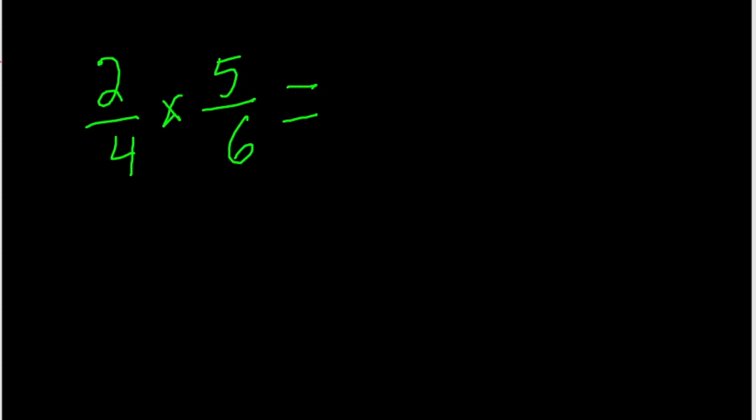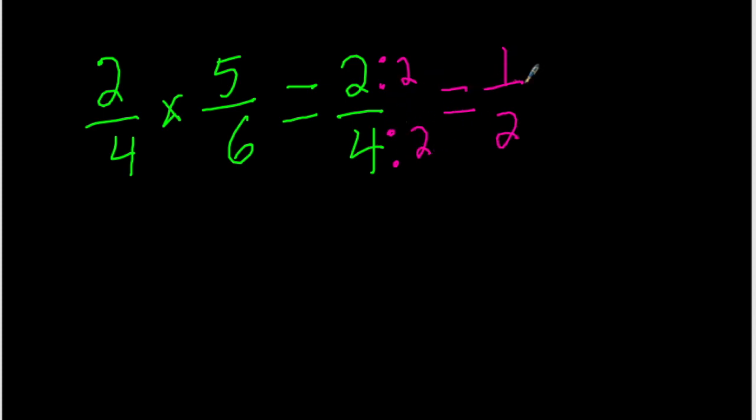So 2 over 4 can be reduced. 2 can go into both 2 and 4. So this can be reduced to 1/2. 2 divided by 2 is 1. 4 divided by 2 is 2. So this second fraction is already in the simplest form. So this cannot be reduced. So we write it.